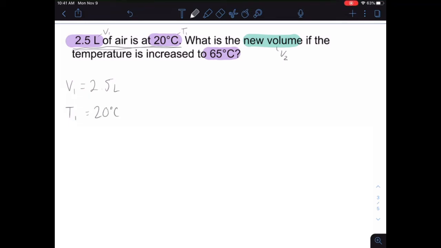I need to make sure I go ahead and convert that to Kelvin. We always have to convert to Kelvin. So in Kelvin, that would be 293.